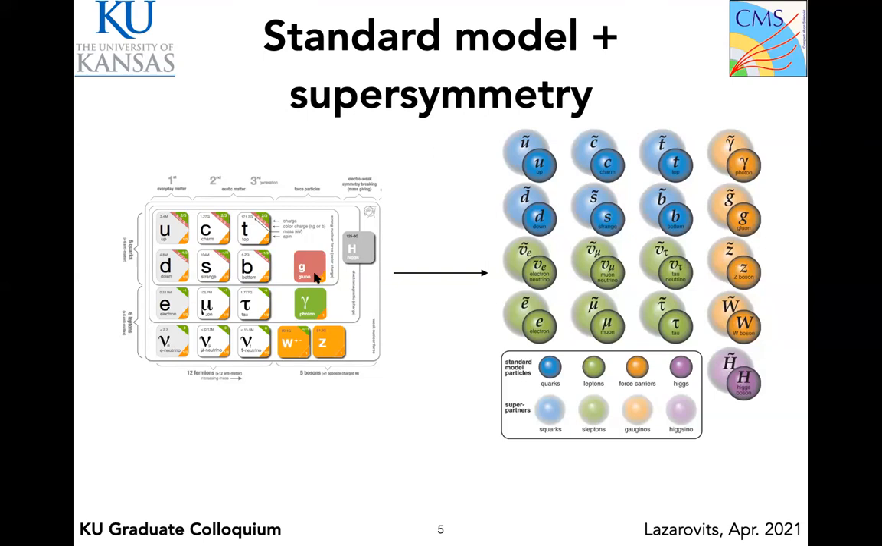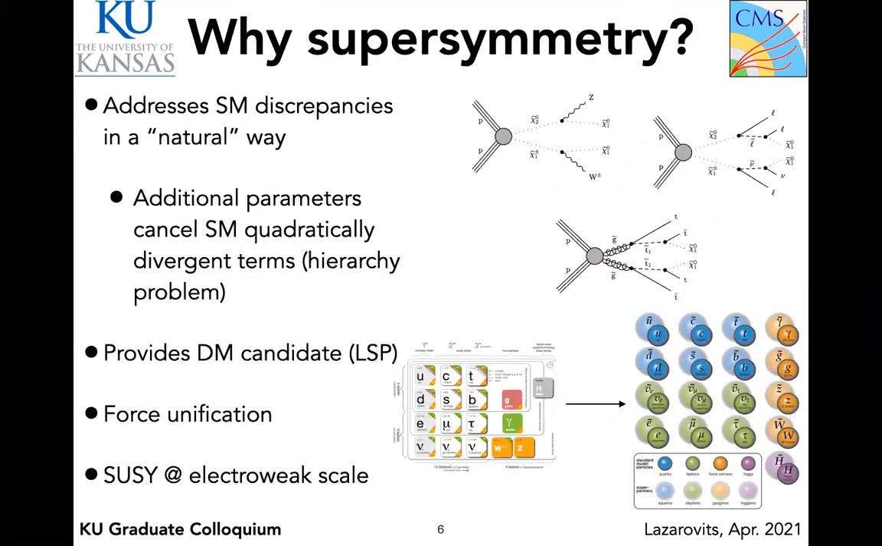And the reason that supersymmetry is such an appealing theory is because it addresses some of the discrepancies in the standard model in this natural and almost intuitive way. To get a little technical, the additional parameters introduced with the theory of supersymmetry actually cancel the standard model quadratically divergent terms, addressing this hierarchy problem.